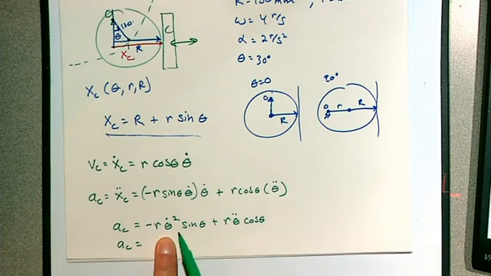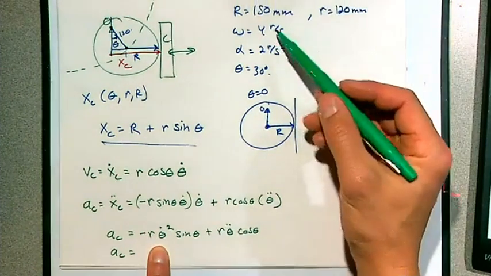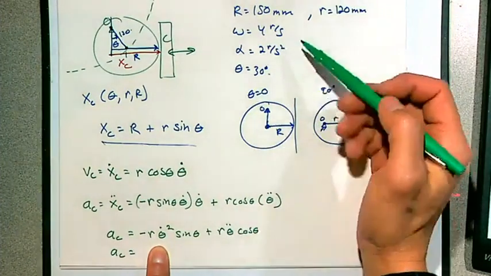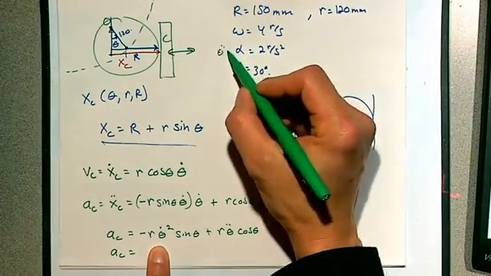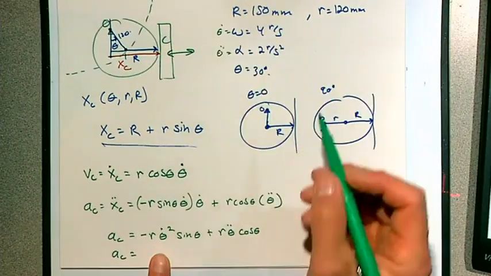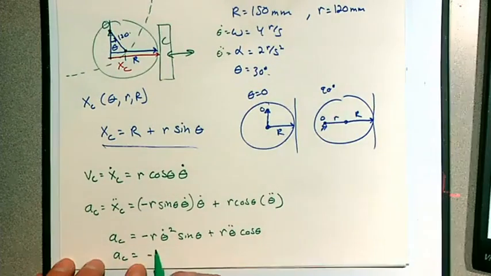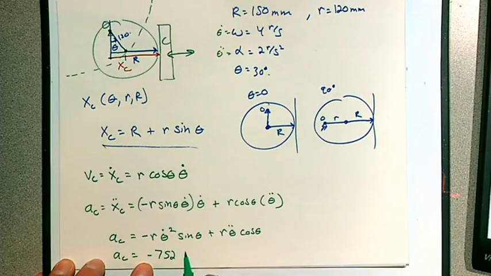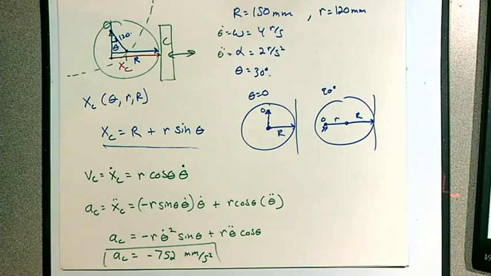One minute left. You can plug in. Theta is 30. Theta dot, 4. Theta double dot, 2. And you get an answer. Minus 752 millimeters per second squared. All right. That is all for this. Next time we get together, we'll do a special case of vectors that will confuse you but make your life a little easier.